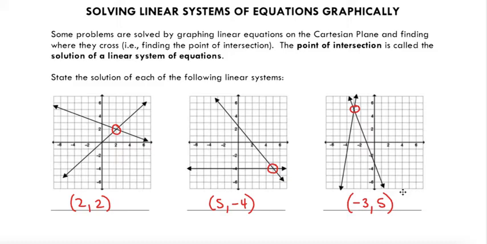So that's the simplest thing that you can do. If the graph's already given to you, you can identify where they intersect from that graph or from that picture. So now we're going to take a look at how we do it when we have to solve or make our own graphs and then find that point of intersection.